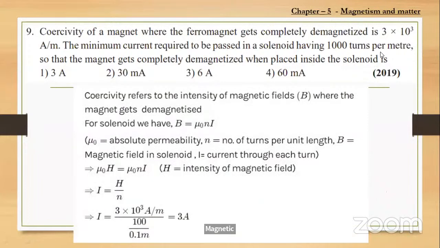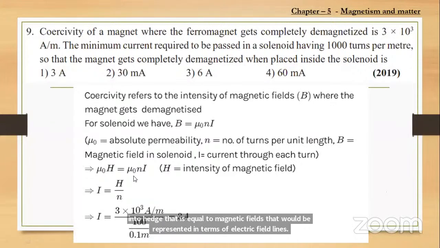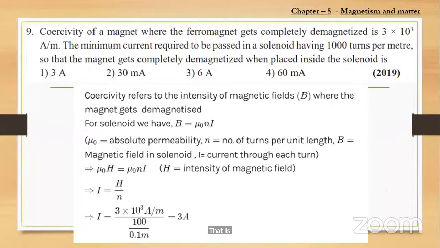So you can look into this formula. The magnetic field at the center of the solenoid will be mu naught n I, where mu naught is the constant, n is the number of turns per unit length, and I is the current through the turn. So there will be an expression mu naught into H, that is equal to the magnetic field strength. Mu naught H is considered to be mu naught n I. H could be considered as n I, so I is H by n.